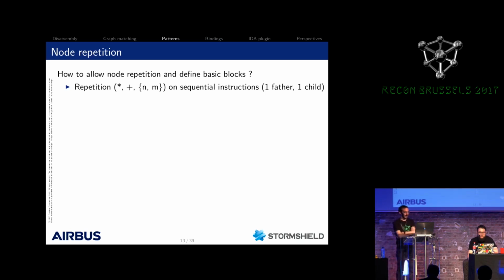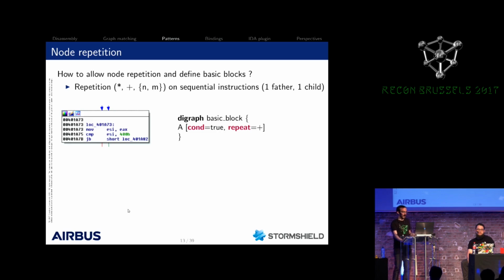Okay, so until now, I explained how we can match one node to one instruction. But what we will want to do next is to match one node to multiple instructions. Like when you want to match basic blocks, sometimes you don't care how many instructions there are in the basic block. You want to say, okay, this node needs to match a whole basic block. So we can specify a minimum number of matches and a maximum number of matches for a node. It only works on sequential instructions within basic blocks, so these are instructions that have one father and one child. So it looks like that.